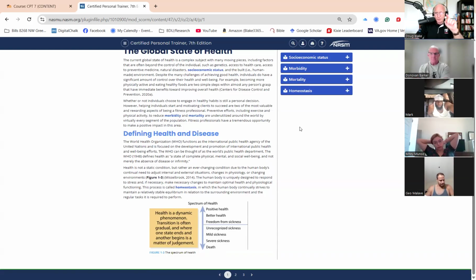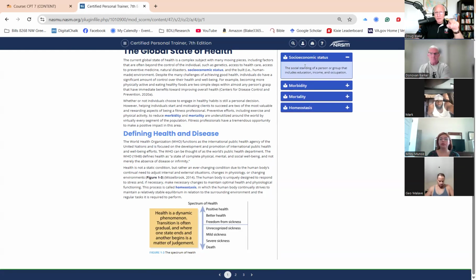Now, what do we do whenever we see blue on the training tip panels? You have to look at it and understand the concept. Socioeconomic status, basically. Write it down. I would write it down. Absolutely.